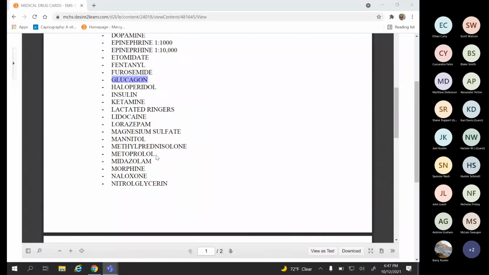Nitroglycerin. What do we use it for? Chest pain. Okay, how does it work? Vasodilator. So remember what I said with chest pain, we have a plaque buildup in those coronary arteries. Well, if I give nitro, I'm opening that vessel up. I'm not taking away the plaque buildup, but I'm making the walls around it bigger.